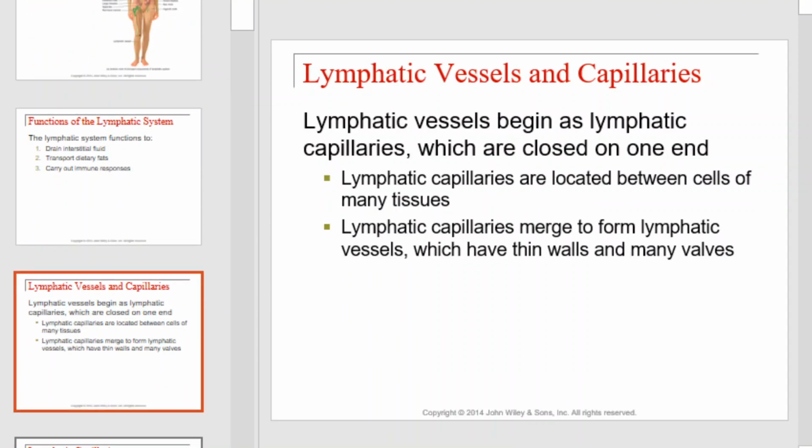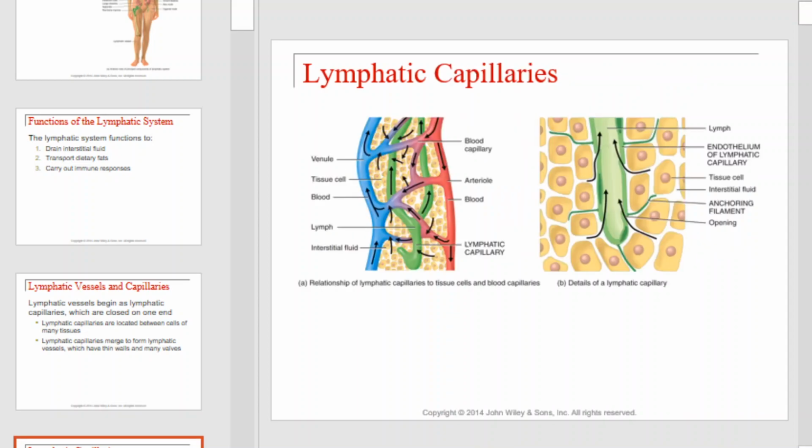Lymphatic vessels begin as lymphatic capillaries, which are closed on one end. Lymphatic capillaries are located between cells of many tissues. Lymphatic capillaries merge to form lymphatic vessels, which have thin walls and many valves. This is a diagram illustrating the general structure of a lymphatic capillary. Note that it is closed at one end and drains interstitial fluids from the cells surrounding it.